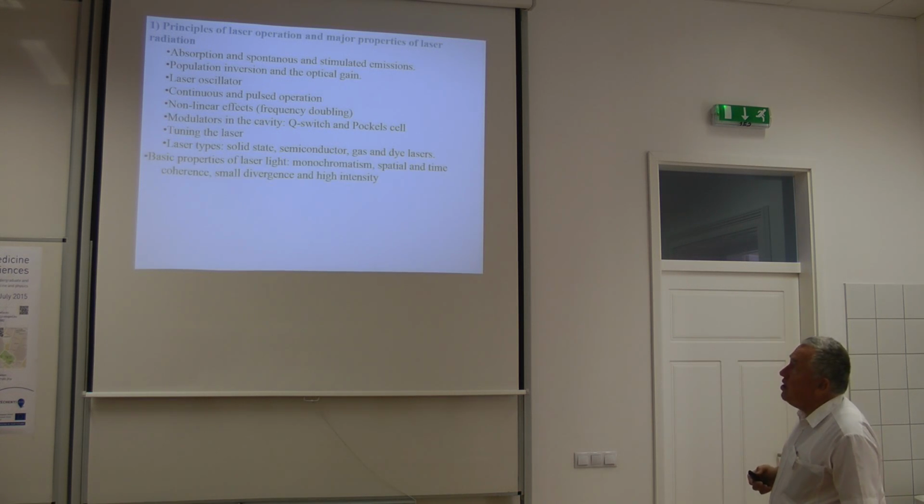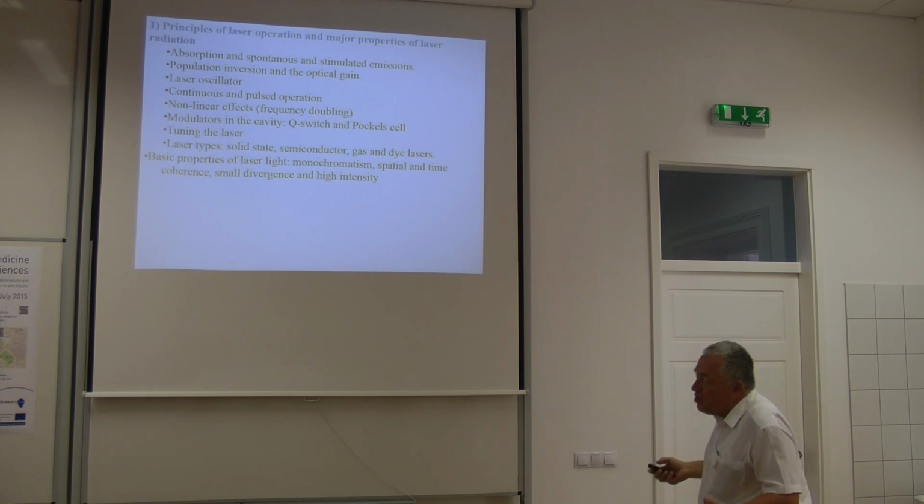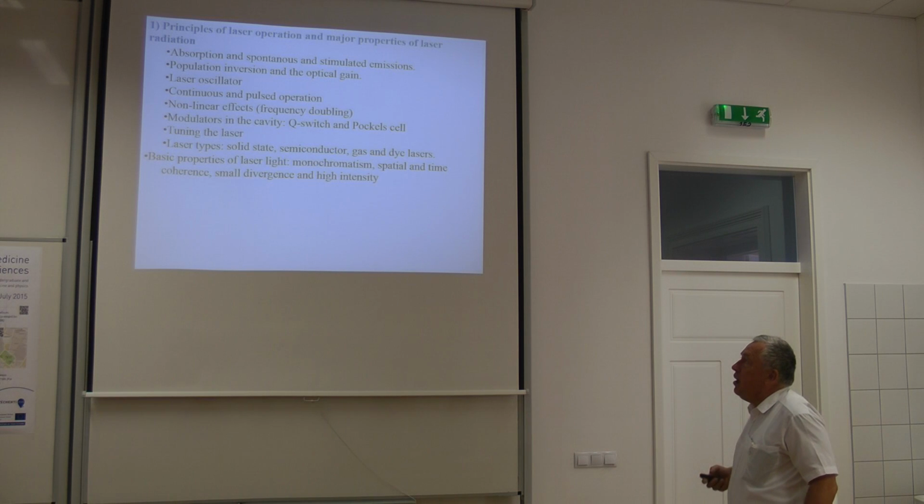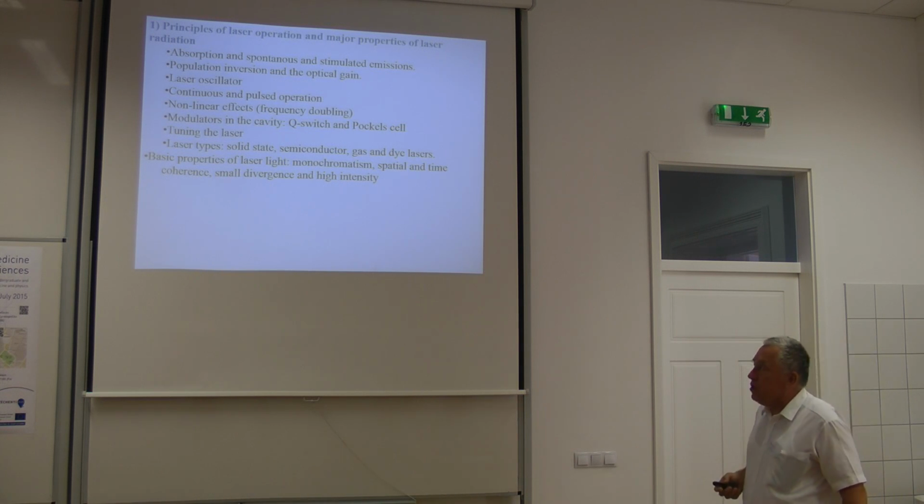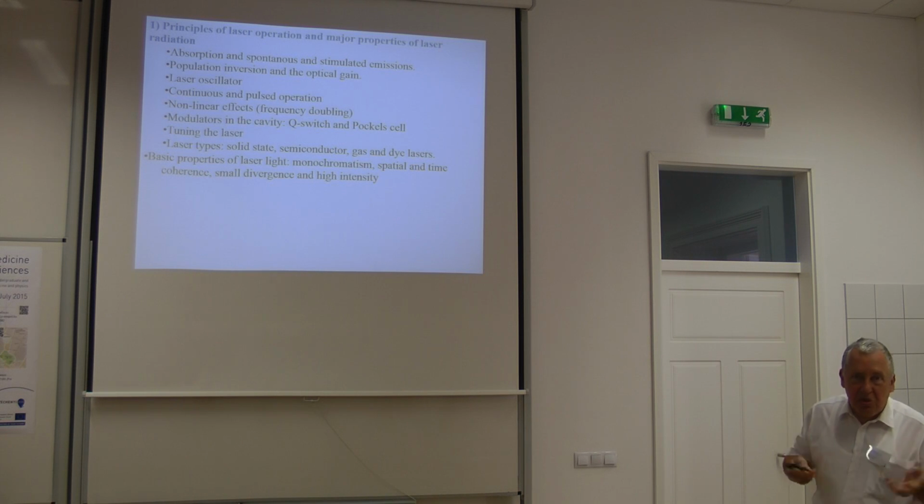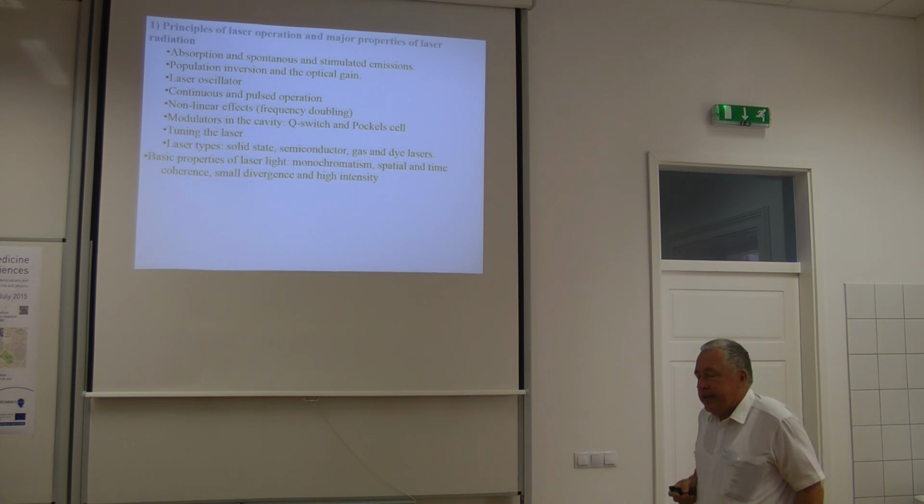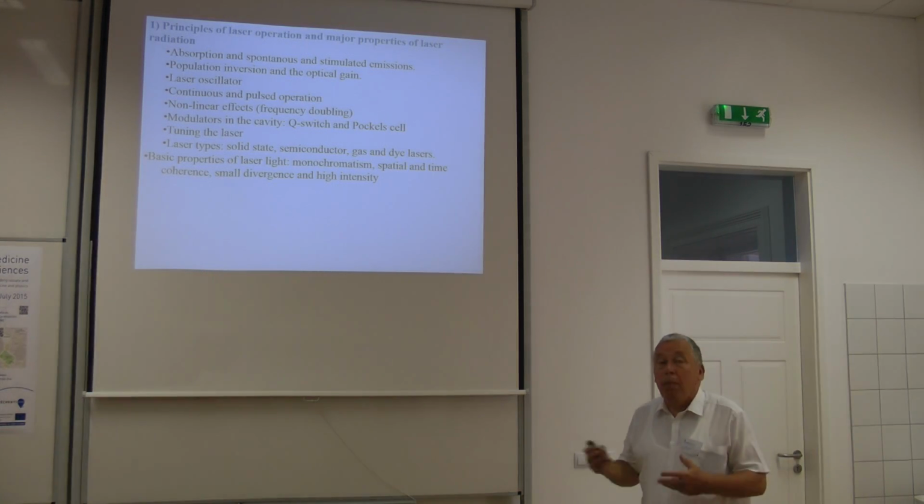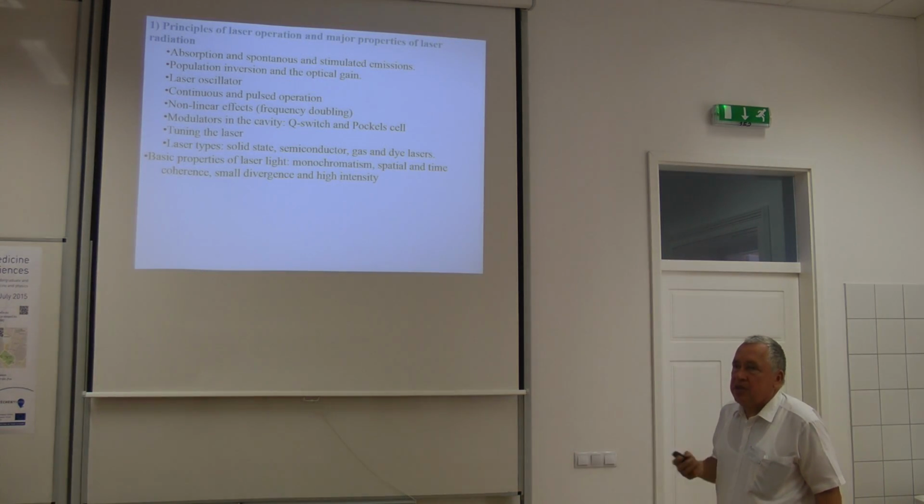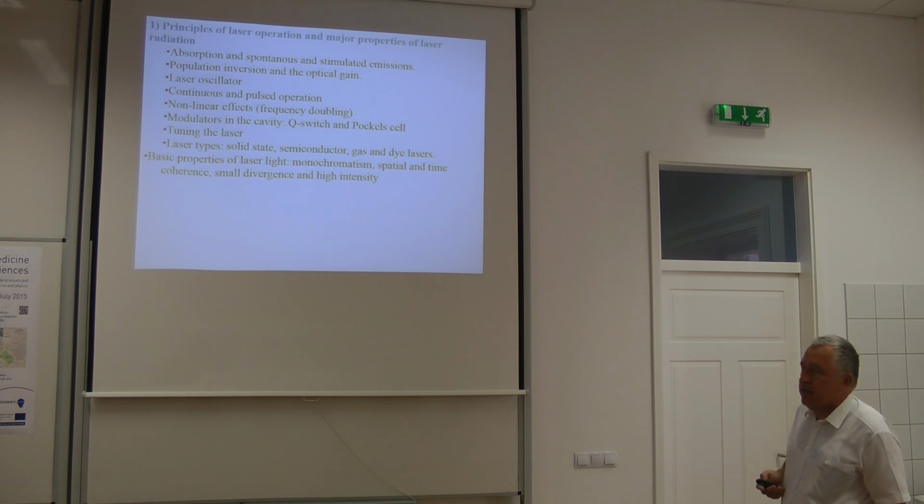The next question is what are the basic properties? This is also a summary. The laser light is usually monochromatic. It has high spatial and time coherence, and it has small divergence and high intensity. These are the basic properties which you usually consider as the basic properties of the laser compared to, I will just call it, the thermal light sources, light bulbs.